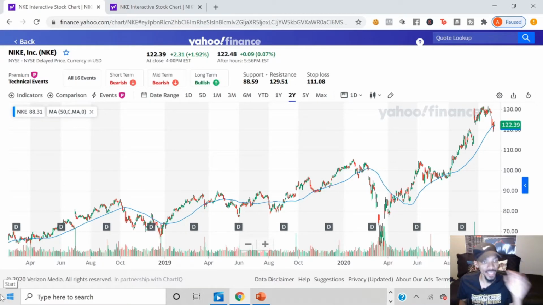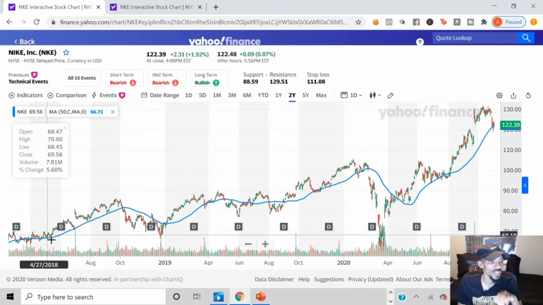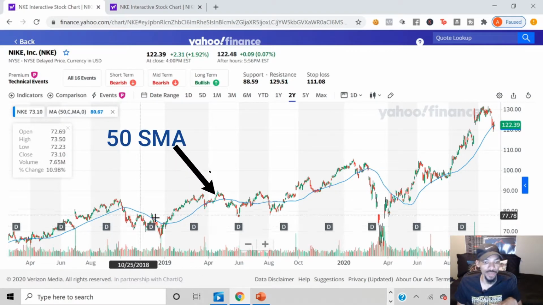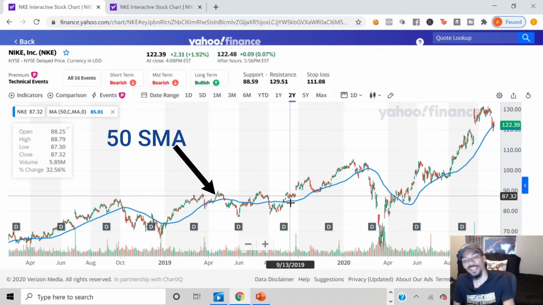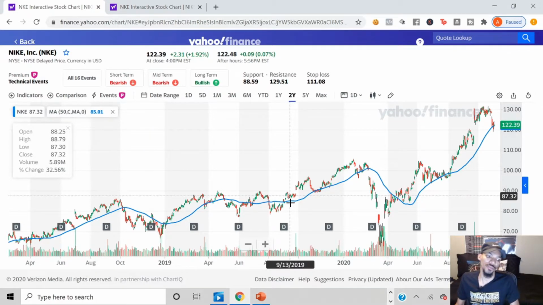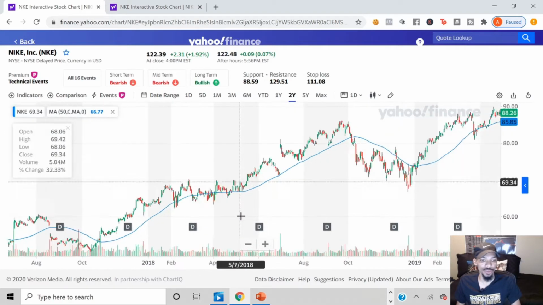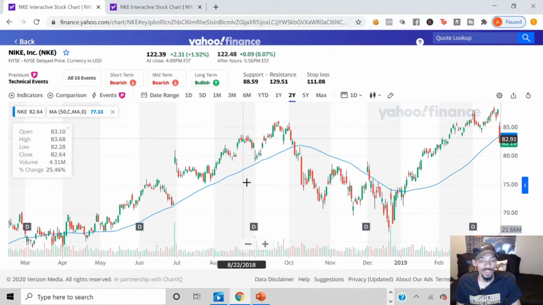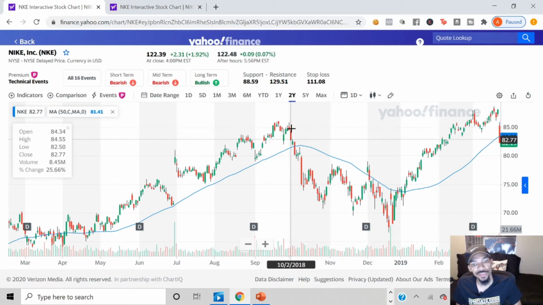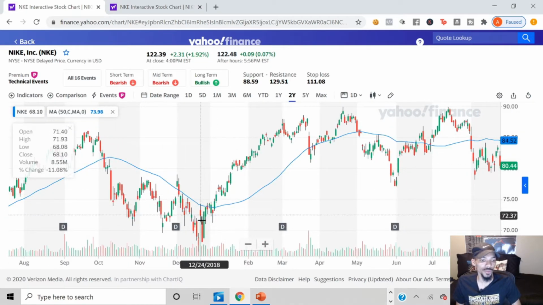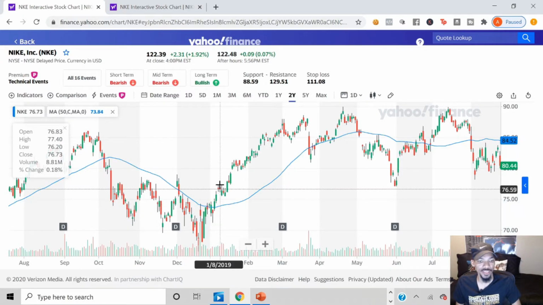We're looking at Nike from the past 2 years, on the one-day interval. As you can see, it's the 50-day moving average. It smooths out the price of the stock, so you can get the average. That's why it's called a moving average. If we go in a little closer, like we said before, whenever the price drops below the moving average, it's a sell, and once it goes above the moving average, it's a buy.